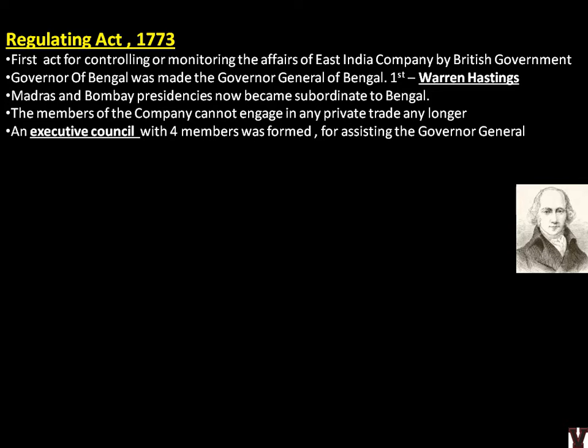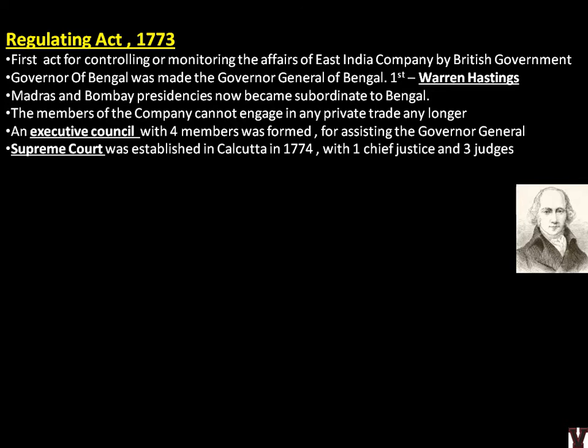An executive council with 4 members was formed for assisting the Governor General. So this is the first time an executive council will be formed under the Governor General, that is under Warren Hastings. So 4 people are there in the executive council. A Supreme Court was established in 1774 with 1 Chief Justice and 3 judges. So it was the first time a Supreme Court was established.